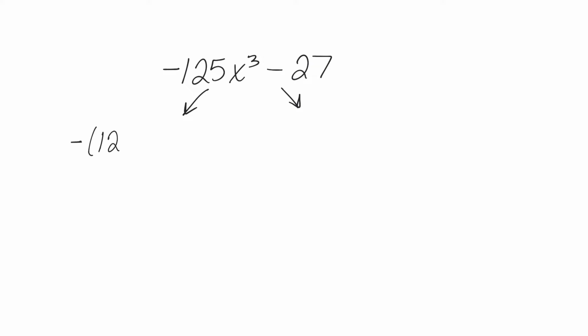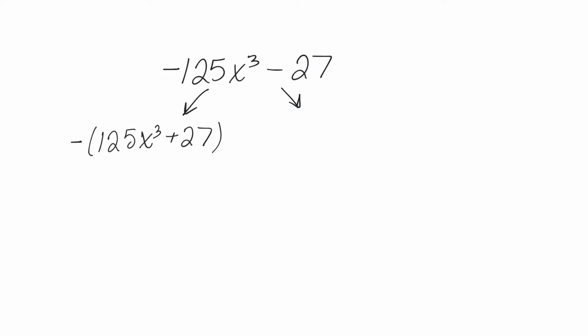Okay, this is the last situation. What happens if you got something like this? Negative 125x cubed minus 27. What can we do with this situation? Well, there's 2 options. You could factor out the negative, right? What happens if you factored out the negative and then you had 125x cubed plus 27? Like this would work. You factored out the negative and now you're doing sum of cubes.